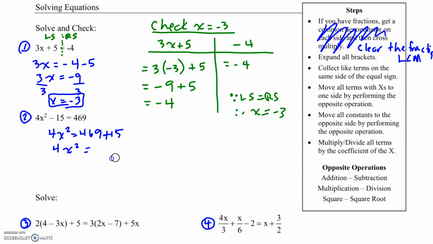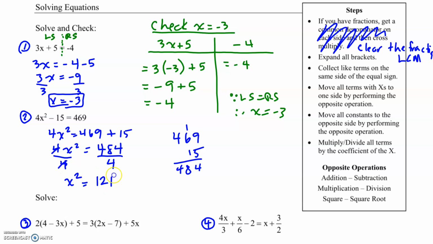Let's redo that part right here. So we're going to move that -15 over, and it becomes a positive 15. So then 469 plus 15 is going to be 484. And now I'm going to have to get rid of that times 4, so I'll divide by 4 on both sides. So the 4's cancel. I'm left with x squared equals 121.